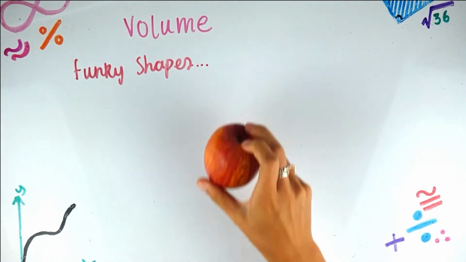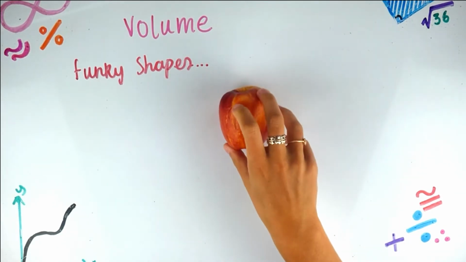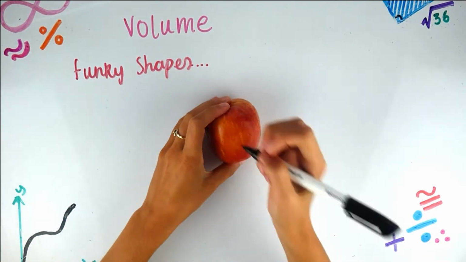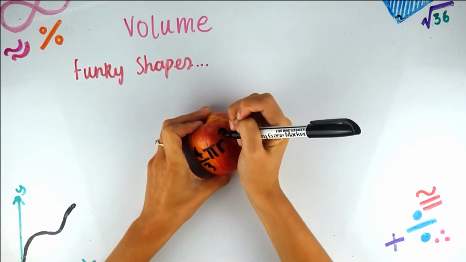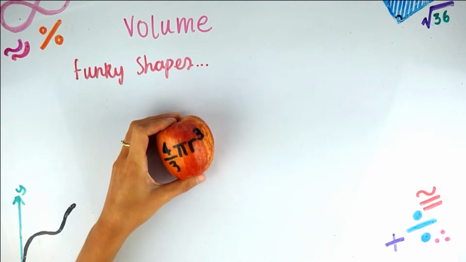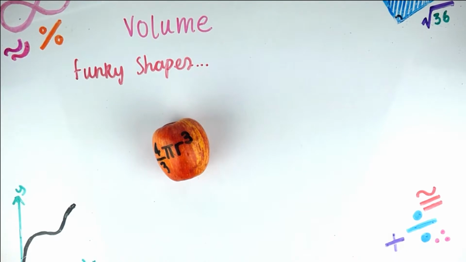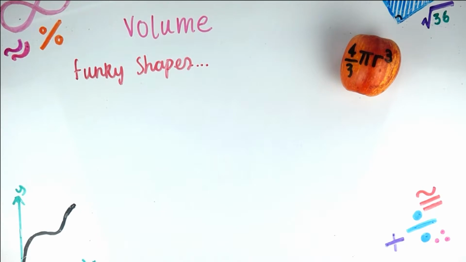So now we're going to move on to look at some more funky shapes that aren't just cuboids. The first one we're going to look at is a sphere. And yes, this apple is not really a sphere, but it's the only round piece of fruit I have in my house, which I was very disappointed at the moment. The volume of a sphere is this formula here: 4 over 3 pi r cubed. So I'm just going to leave that there. All you really need to know is the radius, and you can work out the whole volume of a sphere. It's quite clever, really.